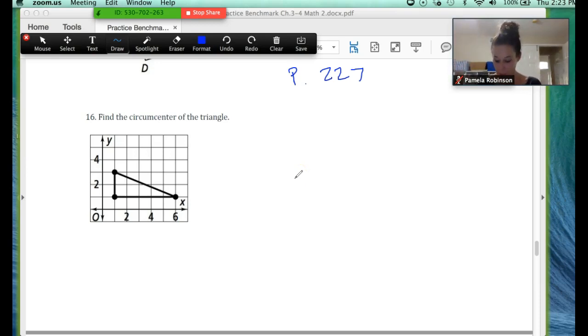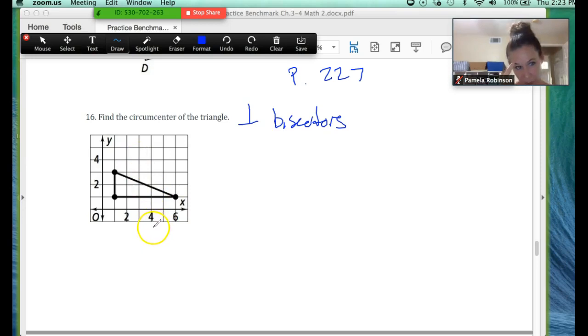So your circumcenter is your perpendicular bisectors. Your angle bisectors is your incenter. Your medians is the centroid, and your altitudes is the orthocenter. So it asks us for the circumcenter of the triangle. If we want to know the circumcenter, we need to know that it is the perpendicular bisectors, okay? So what does perpendicular bisector mean? Each side will have a line that bisects this segment and is also perpendicular to the segment.